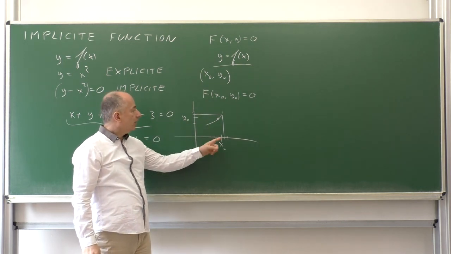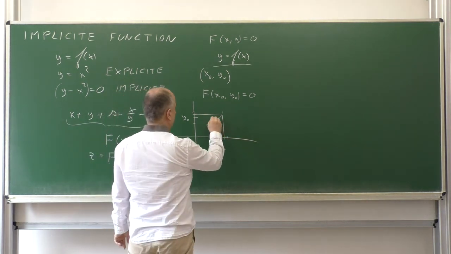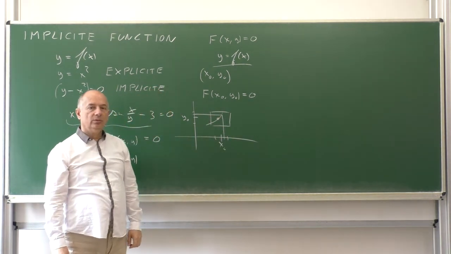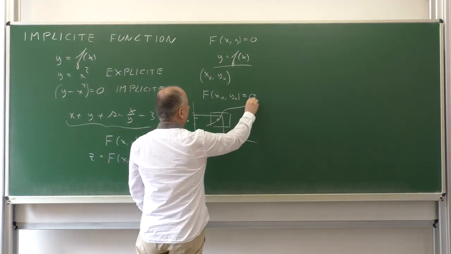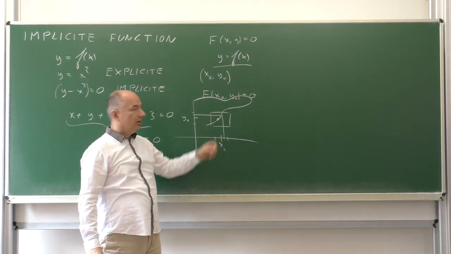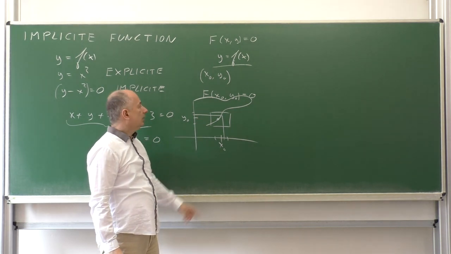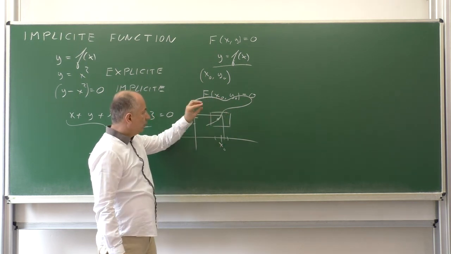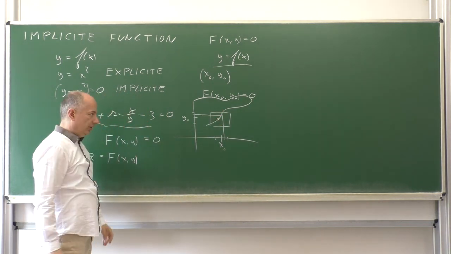We are considering only some small neighborhood of x and small neighborhood of y. That means we are considering some small rectangle around x0, y0. We don't mind if the curve goes like that. We don't mind if for this x there are more than one values of y satisfying this equation if it is out of our neighborhood of interest. So we look only at the local situation near the point x0, y0.